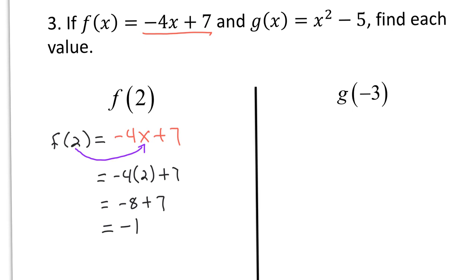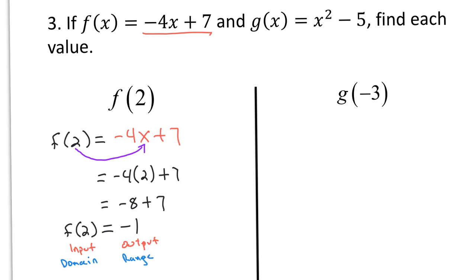Now what this means, guys, is if you input a 2 into the function, so notice I have a 2 here, I'm going to get a -1. When my input is 2, my output is -1. When my domain is 2, my range is -1. So let me write that down so you understand the vocabulary that you need to learn. When my domain is 2, my range is -1.